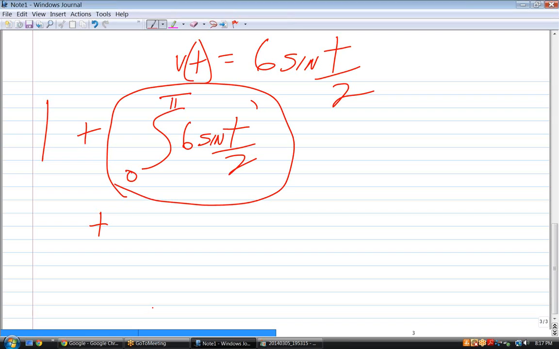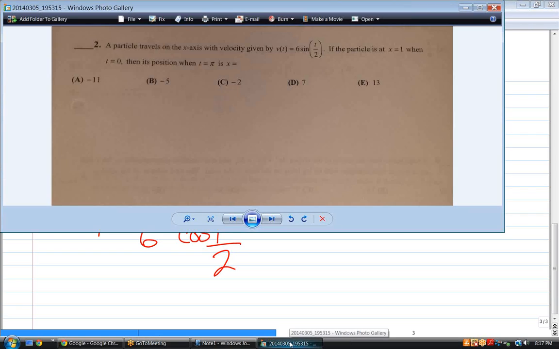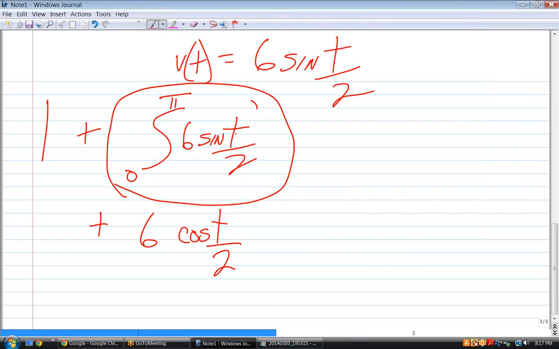Now we have to take the antiderivative. If we pull a 6 out, it would be cosine of t over 2, over t over 2. No, it would be cosine of 1/2 t. I don't know what I'm trying to say. Okay. First of all, I didn't put my parentheses in, which I should have.